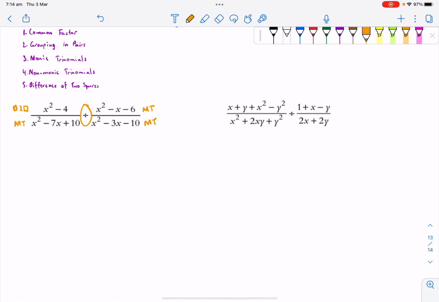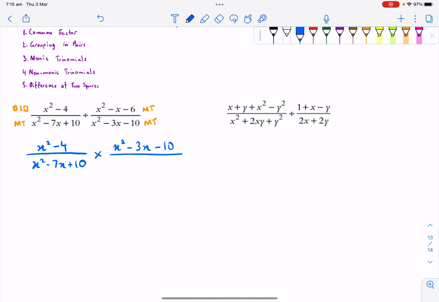There's a division here. Well, if you recall, the division trick is to flip this fraction. That's all it is. Just flip the fraction and redo it. So let's rewrite the question. We're going to change it to a times, and we're going to flip these. So that means I'm going to write x squared minus 3x minus 10 on top, and on the bottom will be x squared minus x minus 6.